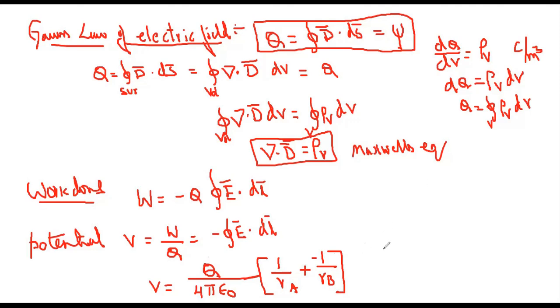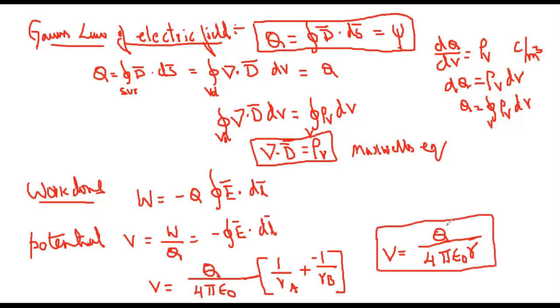The potential of the point charge Q is V is equal to Q by 4 pi epsilon naught R. So taking the point A and the point B, the potential at the point charge, Q by 4 pi epsilon naught R, means V is proportional to 1 by R. V is proportional to 1 by R.